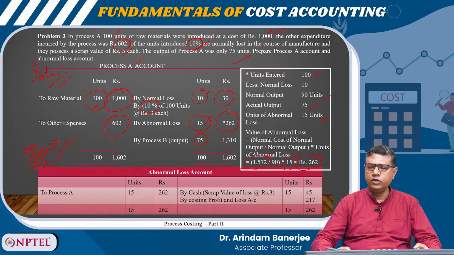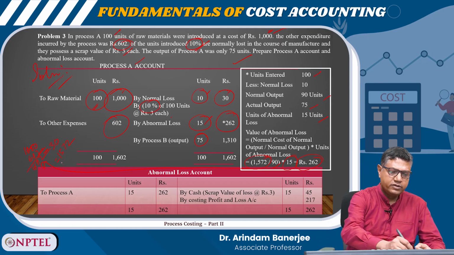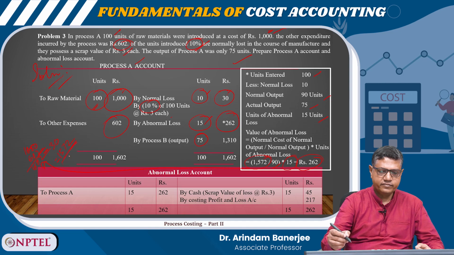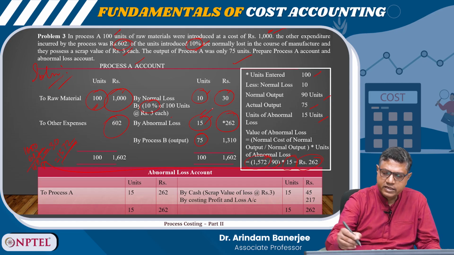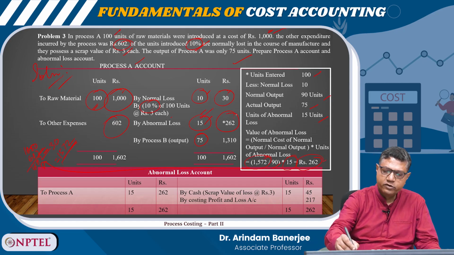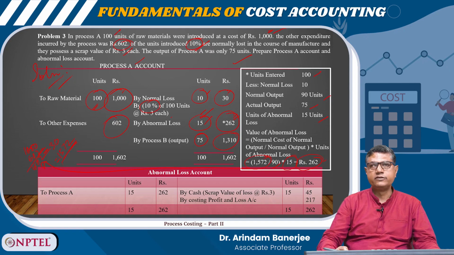Okay. So, value of abnormal loss I can calculate by using this formula: normal cost of normal output divided by normal output into units of abnormal loss. This 1572 I can calculate like this, right. So, 1572 divided by 90, where 90 is 100 units minus normal loss of 10, into the abnormal loss of 15 units, we have seen here. So, it is coming 262. So, I am putting 262 here. If I put this, the output value is coming, balancing figure, 1310, right, which will be transferred to the next process, that is the process B, right.